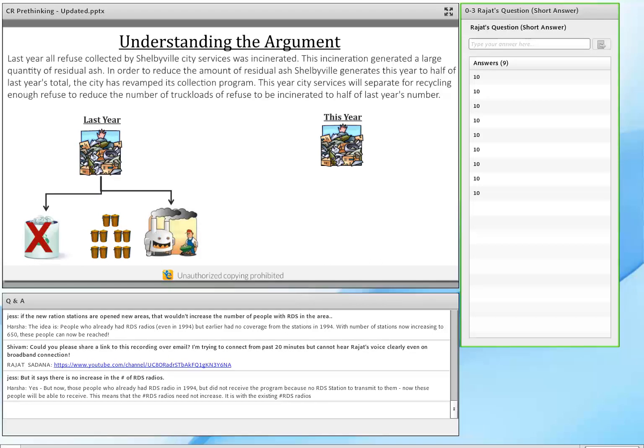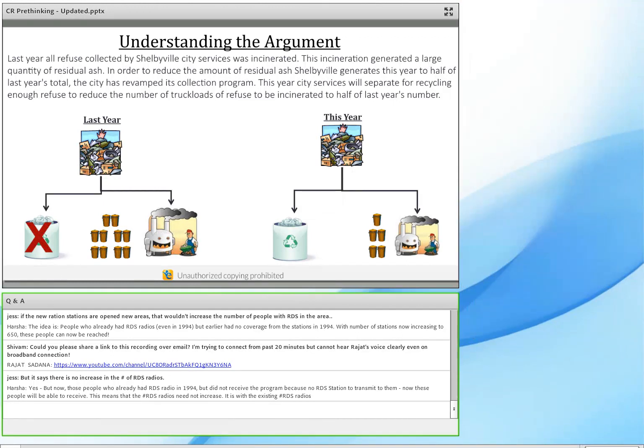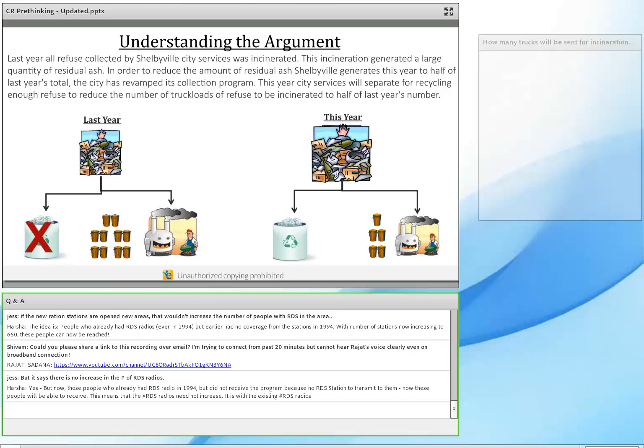Now this year, if we collect the same amount of refuse, and this is visualization, by the way, we are visualizing the conclusion, how many trucks do you think we'll send for burning? 5, right? We'll send 5 trucks for burning. Now, here is my big question to you. Let's see how much you understand the argument. If I collect 10 times as much refuse, how many trucks do you think I'll send for burning this year?